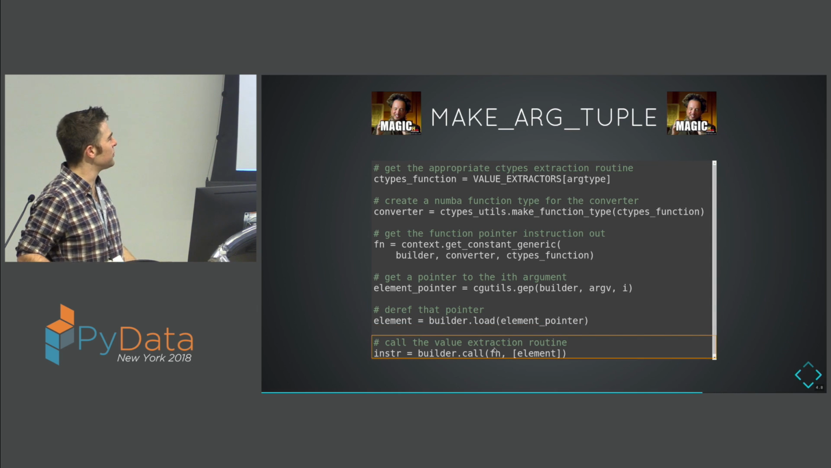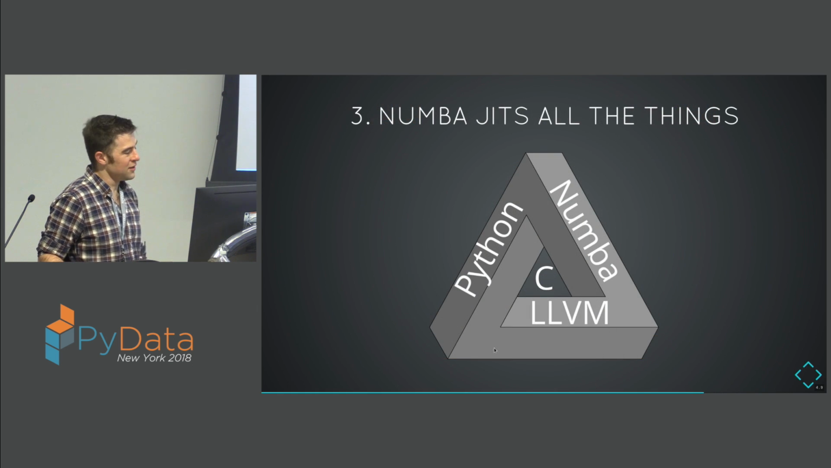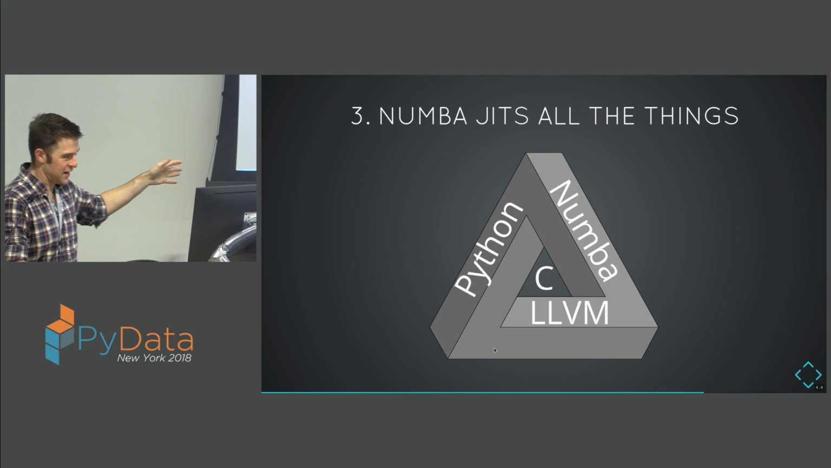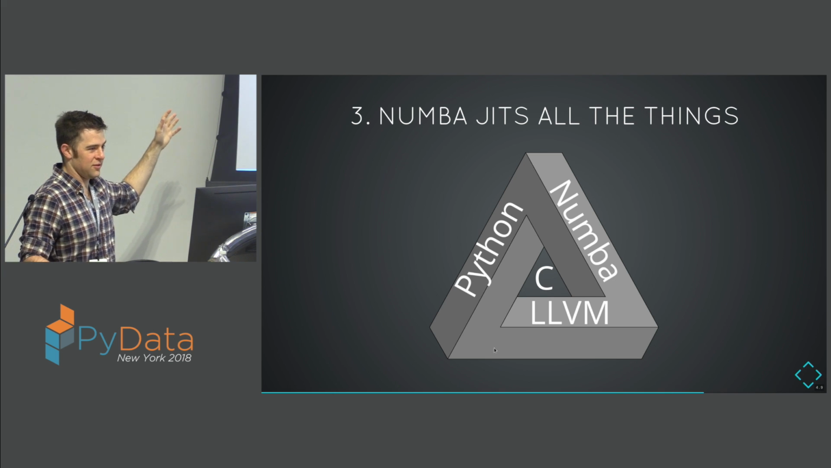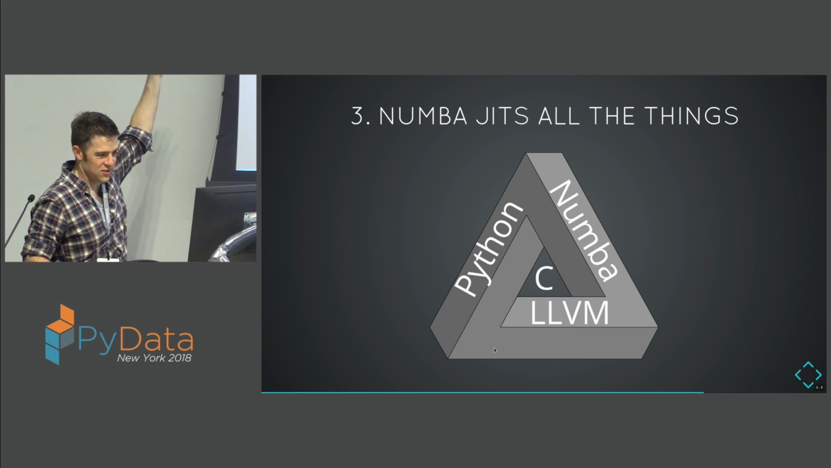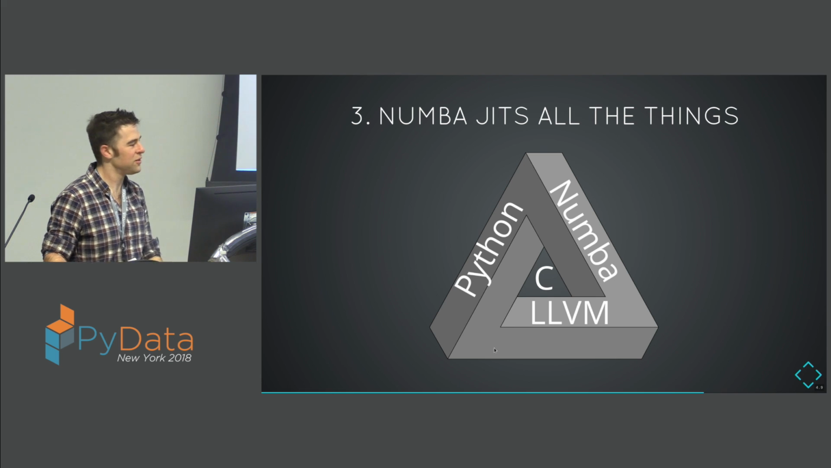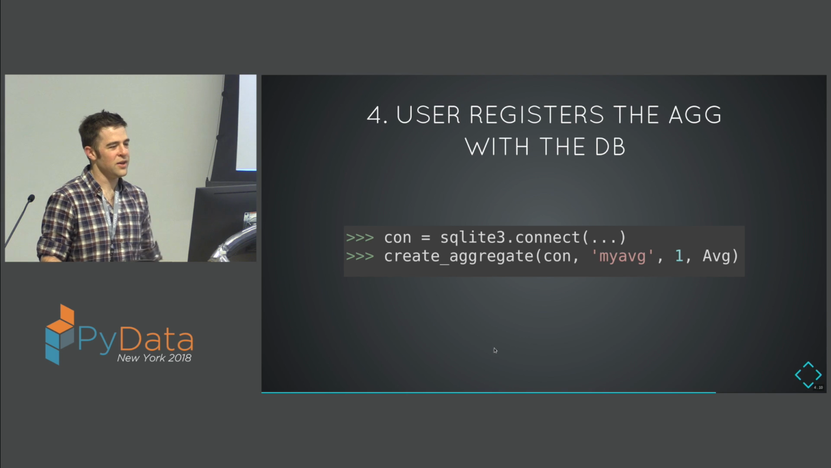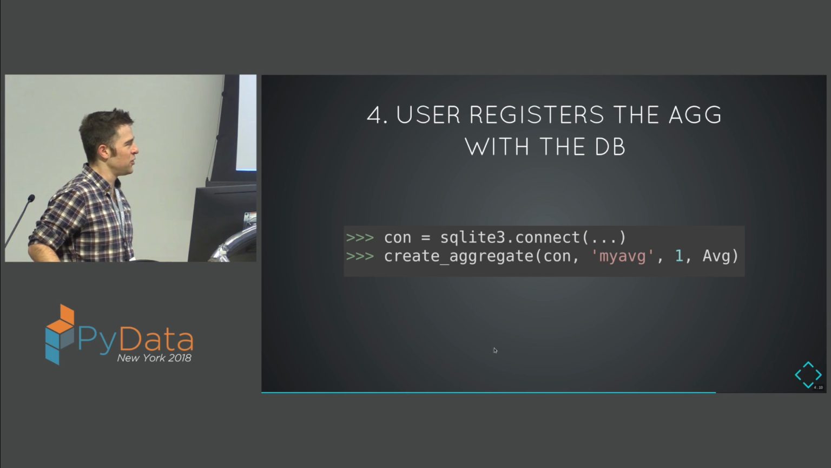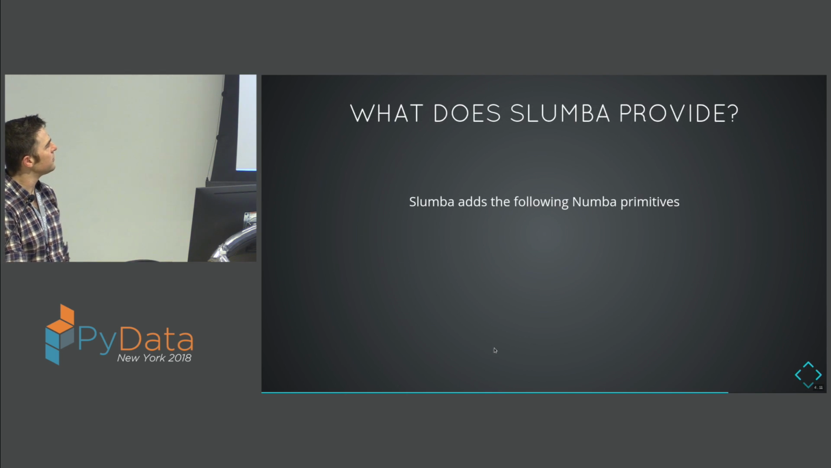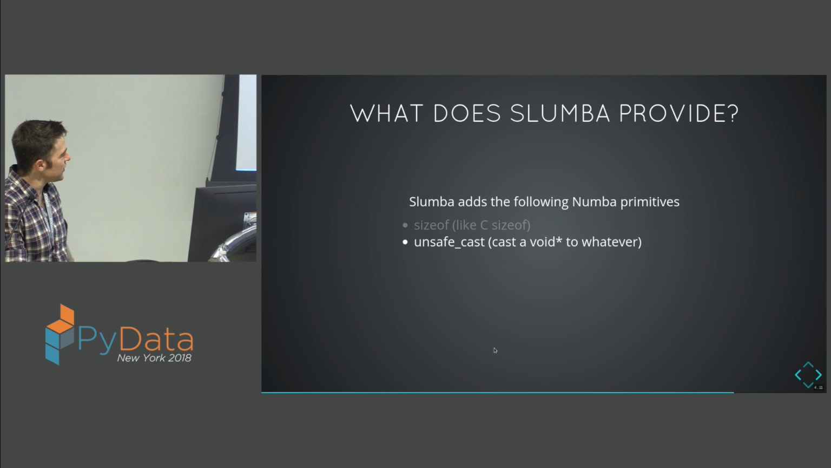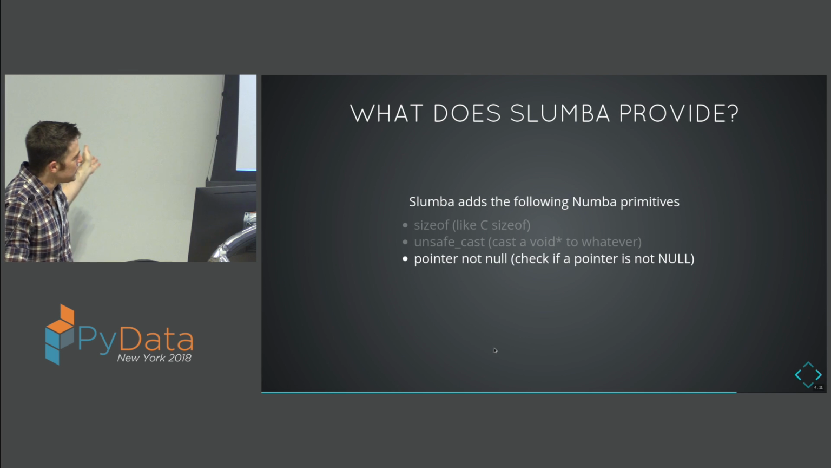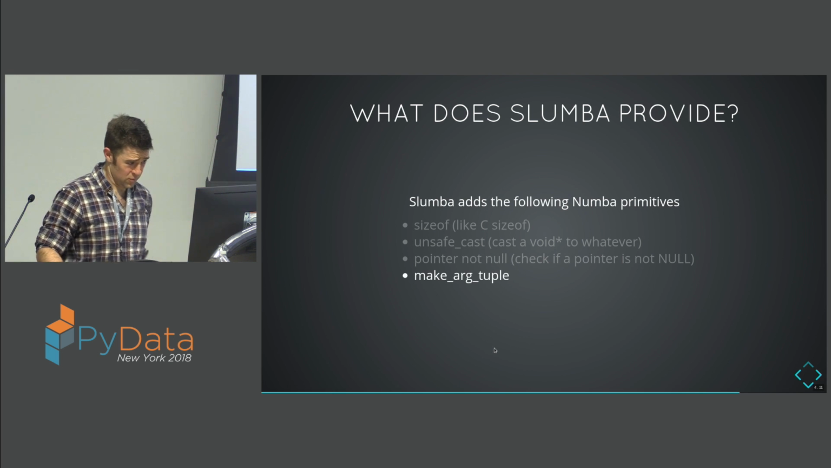I guess that would have been more useful. After that, insanity, Numba happily JITs this. It's like an impossible triangle with all these technologies somehow working together. Then you register your aggregate with the DB, and you can start calling it inside of SQLite. So what does Slumba provide? Sizeof, unsafe cast, check if a pointer is not null, and this weird thing.